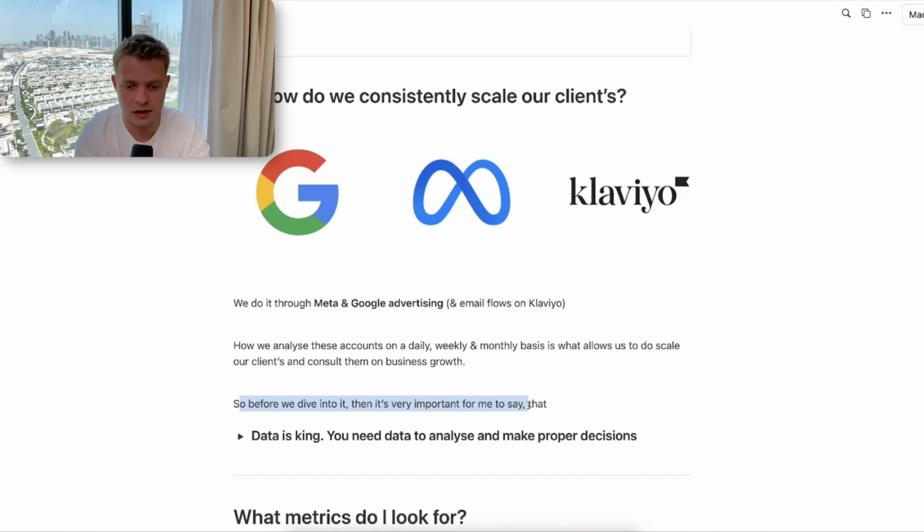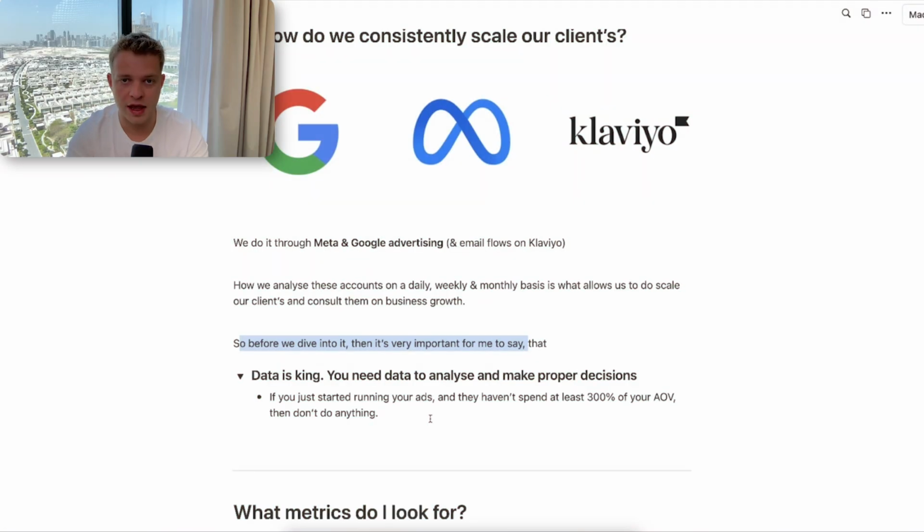Before we dive into this, there's a few things that I want to say, and that is data is king. Data is so important, and you need data to analyze to make proper decisions. So if you just started running ads, or you have been running ads for a few days, then don't go in and turn them off. Go ahead and spend money on your ads and spend at least 300% of your average order value on your ads before you turn them off, because you need enough data in order to start breaking down if an ad is successful or not.